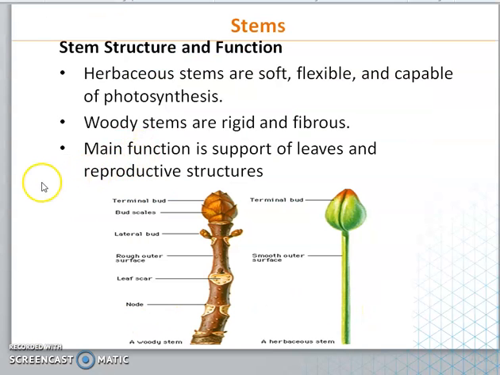Well, the next part in our lesson is talking about another part in the plant, which is called stems.